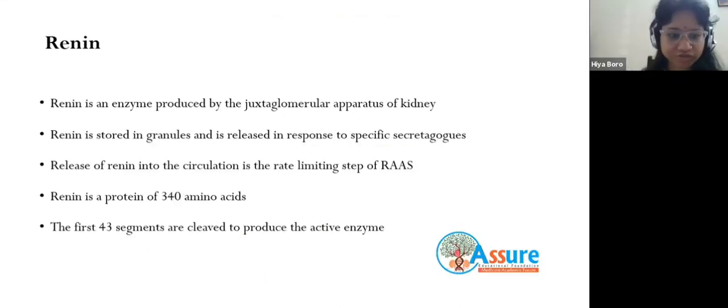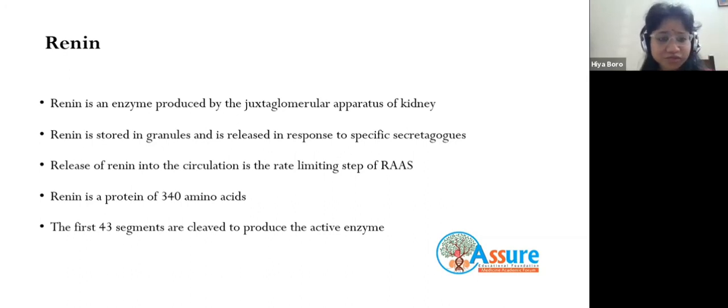So before understanding primary hyperaldosteronism, you have to know about the renin-angiotensin system. Okay. So what is this renin-angiotensin system? There is an enzyme which is called renin. Okay. So this renin is particularly important for maintaining the extracellular fluid volume.